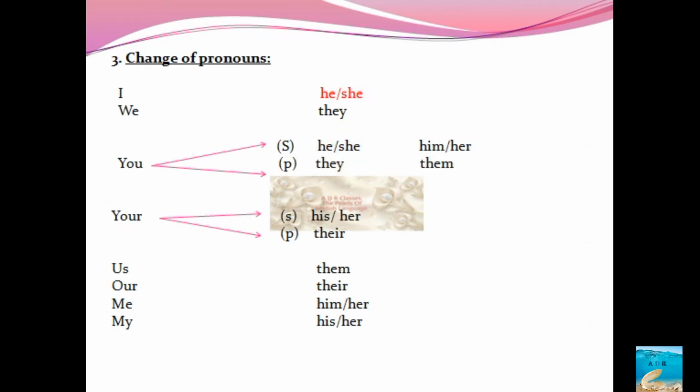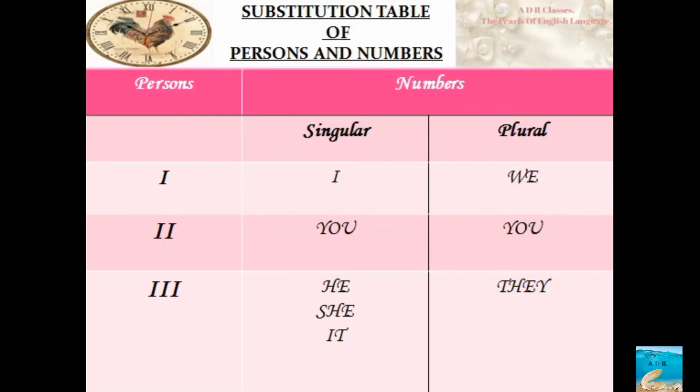I hope you remember the substitution table, isn't it? In that substitution table I had talked about, persons are divided into singular and plural form. First person singular is I, first person plural is we, second person singular is you, second person plural is you again. He, she, it is the third person singular, they is the third person plural. See, we are talking about direct and indirect speech, so I'll make things easier for you.